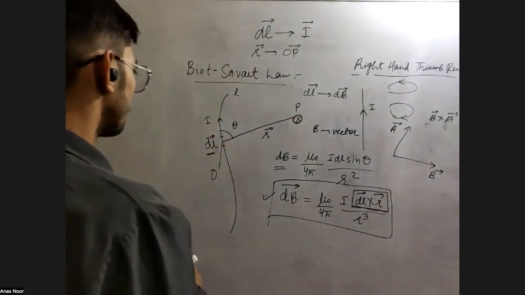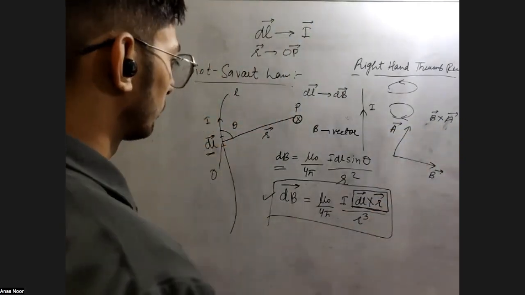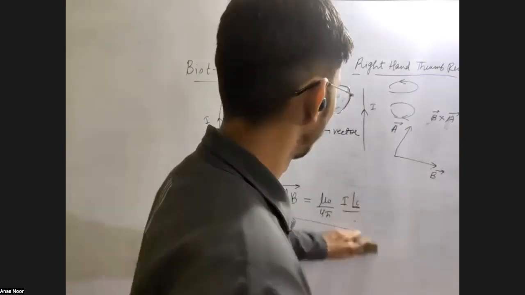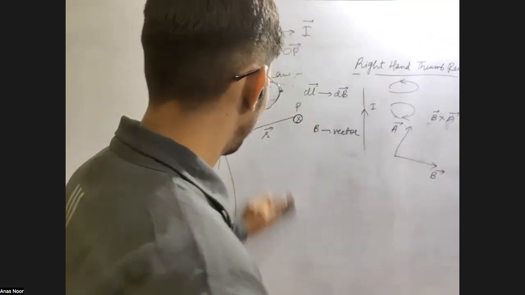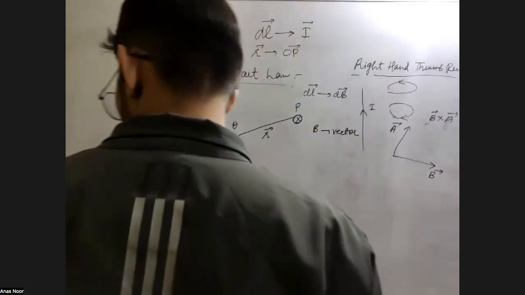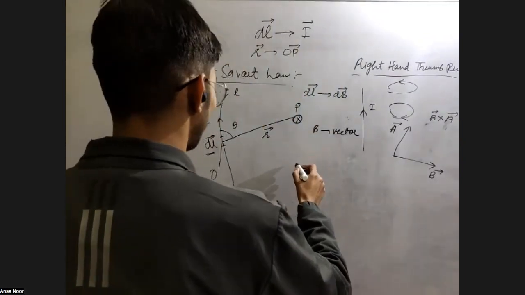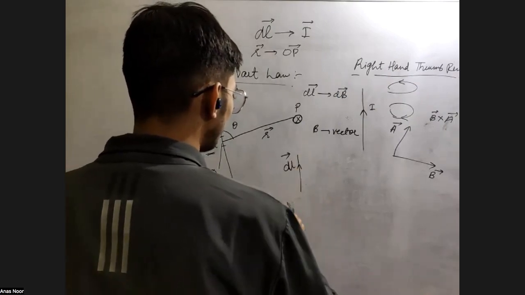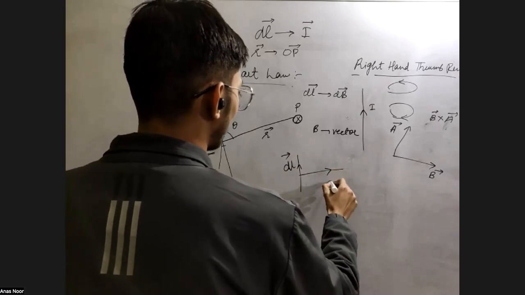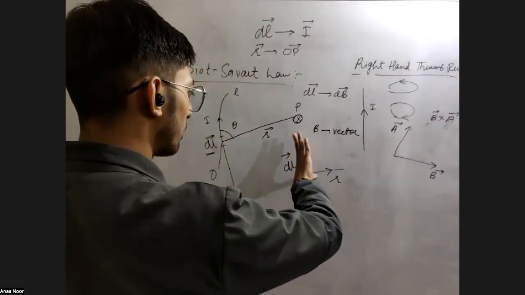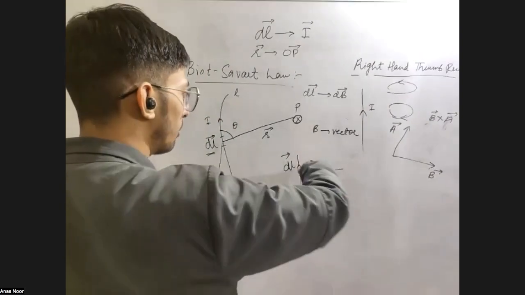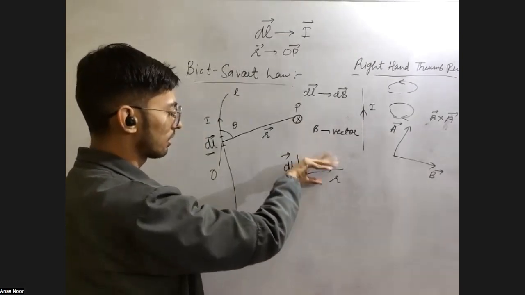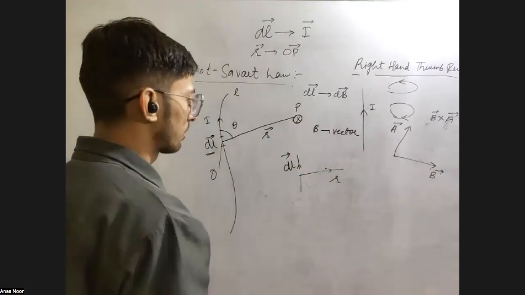Now here also, if you zoom it, can I erase this? So this is dl, let's say. This is r. So dl cross r will be inside the board. You put your palm like this and then the thumb will go inside.